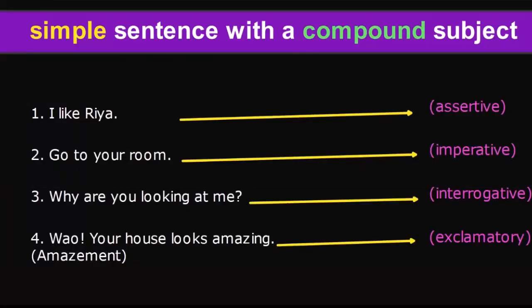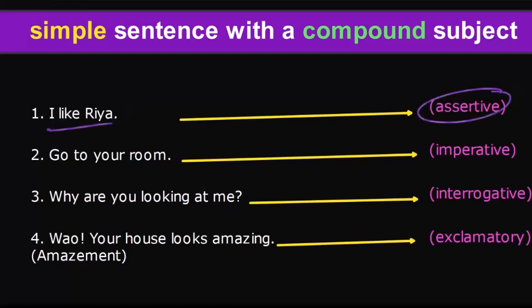So let me show you how a simple sentence can be assertive or interrogative or imperative or exclamatory. All right. So look at the first example. I like Ria. It is an assertive sentence, a declarative sentence. I'm talking about something that I feel, right? I'm declaring something. This is how I feel about Ria. I like her. So this is an assertive sentence.